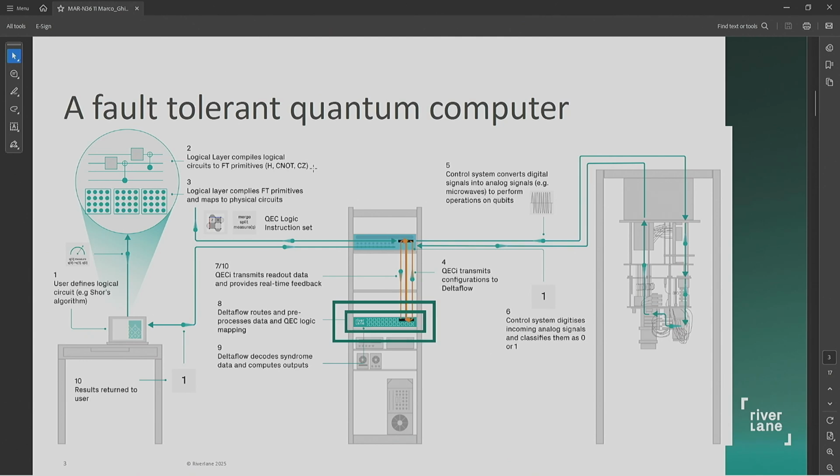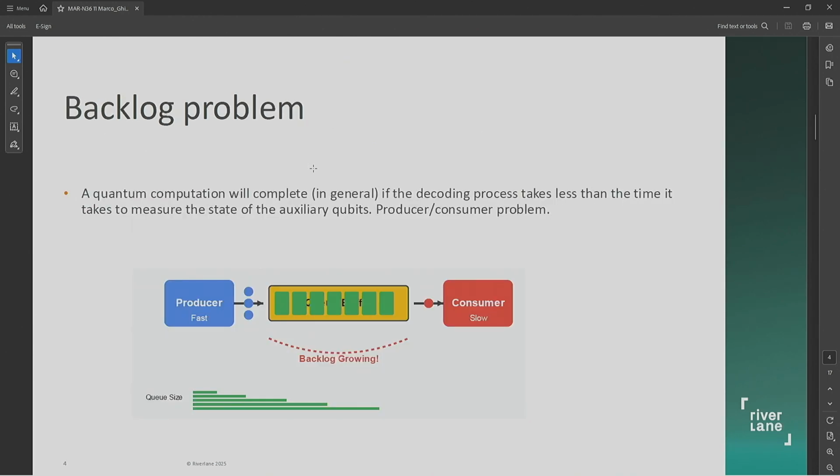Now, let's focus on us, Riverlane, the system in the green. In the green boxes, we have something real that you can see at the booth as well. Let's start with the two challenges that everyone building this type of solution is facing. The first one is the backlog problem.